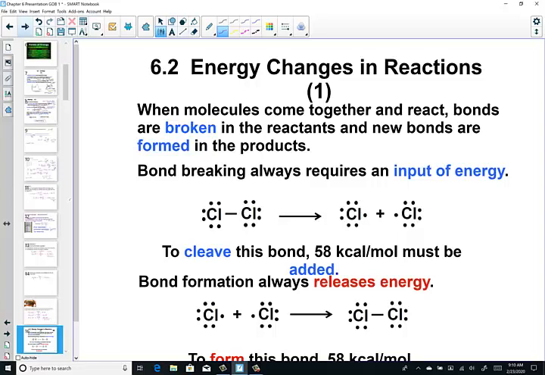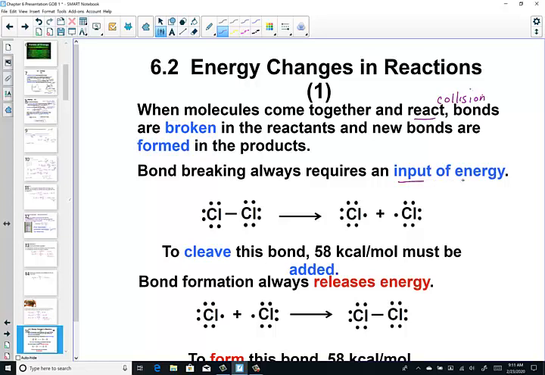Well, the heart of that answer is understanding that when molecules come together and react, there's a collision. When I say a collision, you have to think about literally two molecules that are in motion that must collide with one another to break bonds, or they must come into contact with each other to form new bonds. And that's the heart of a chemical change. Bonds are broken in the reactants, and new bonds are forming in the products.